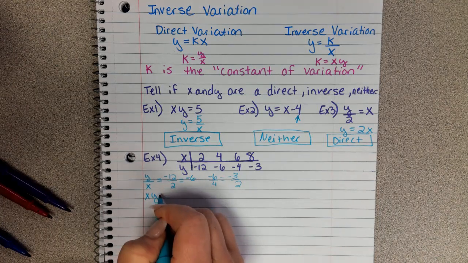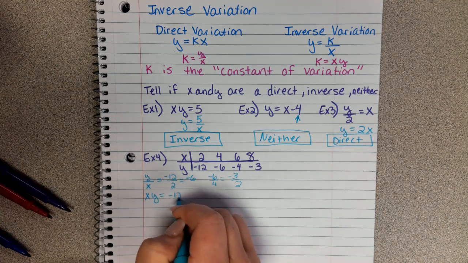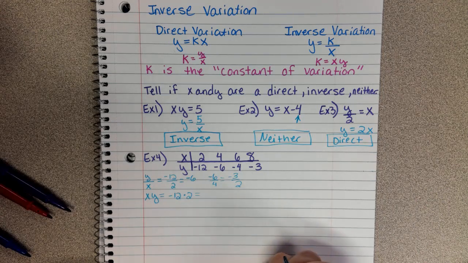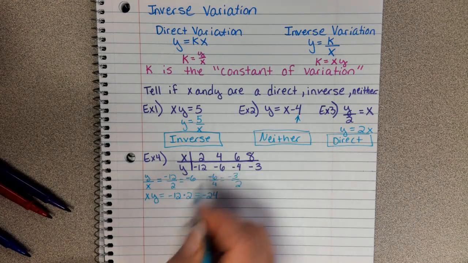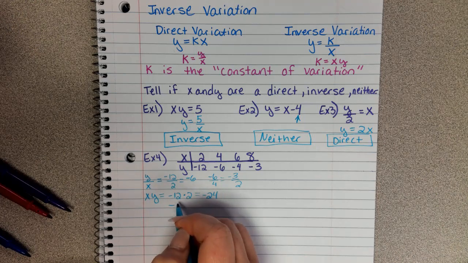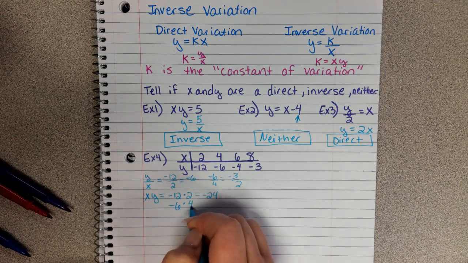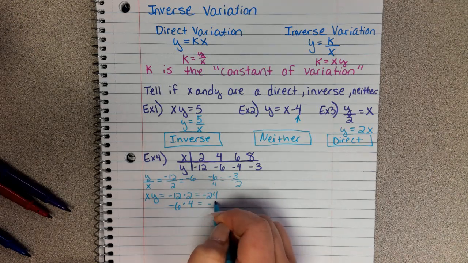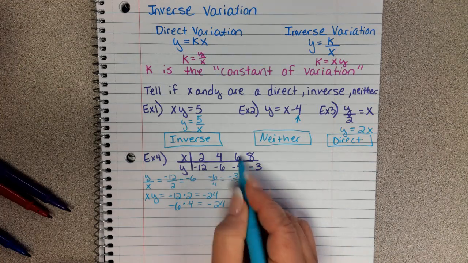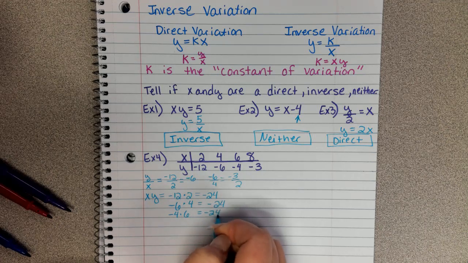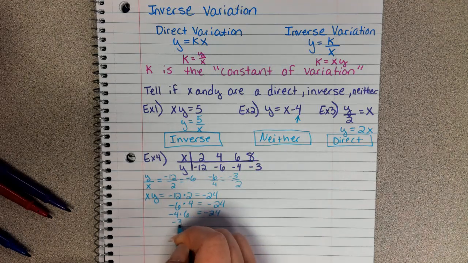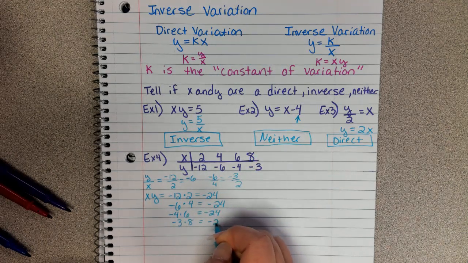X times y is going to be negative 12 times 2, which is negative 24. Cool. I also have negative 6 times 4, which is negative 24. Okay, this is working right here. I have negative 4 times 6, also negative 24. Beautiful. Right here, negative 3 times 8, which is also negative 24.